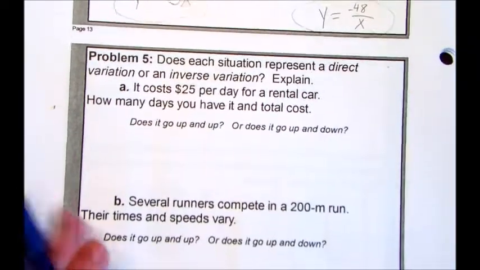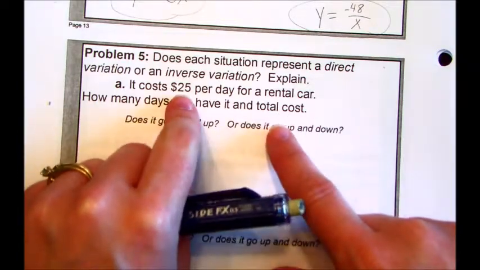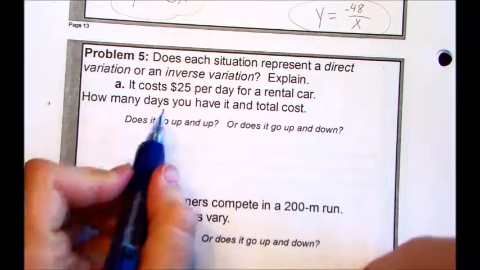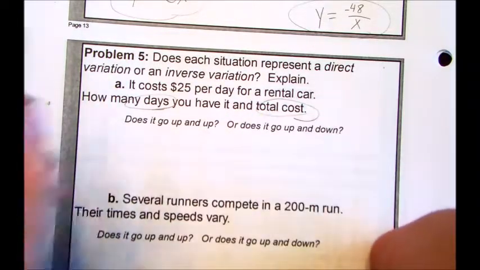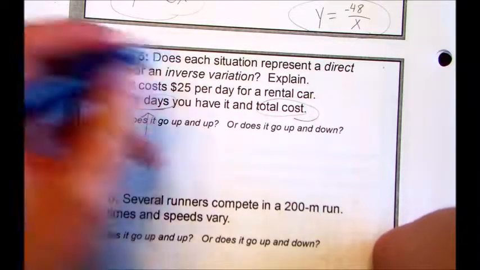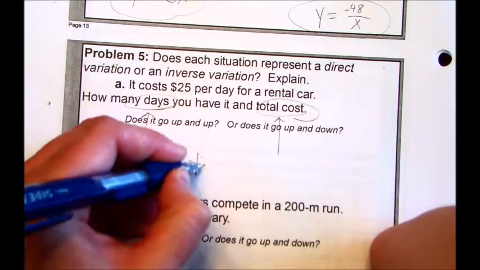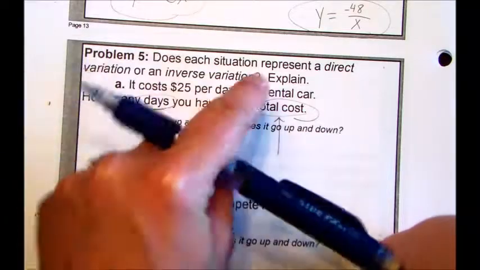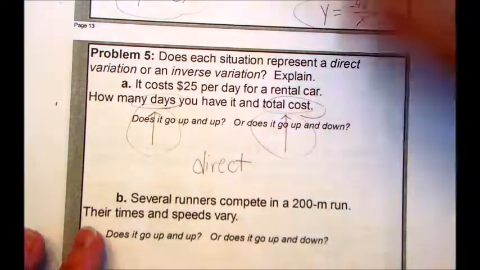Problem 5. Direct or inverse again, explain. It costs $25 every day you have a rental car. So I want you to compare how many days you have the rental car and the total cost. Well, to me, as the days go up, what happens to the cost? The cost goes up. That is direct. And I don't think we need an equation. So our explanation is right here. As one goes up, the other goes up. That's my explanation, real fancy.